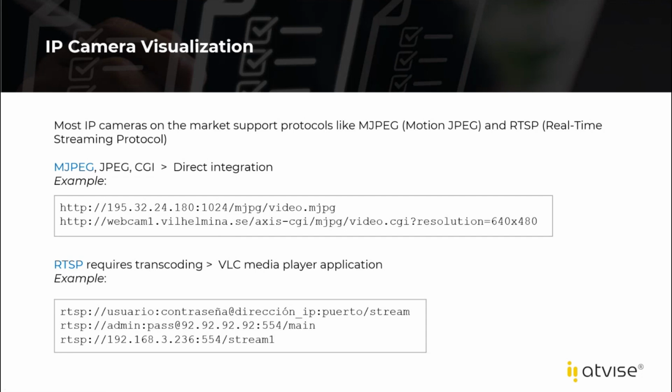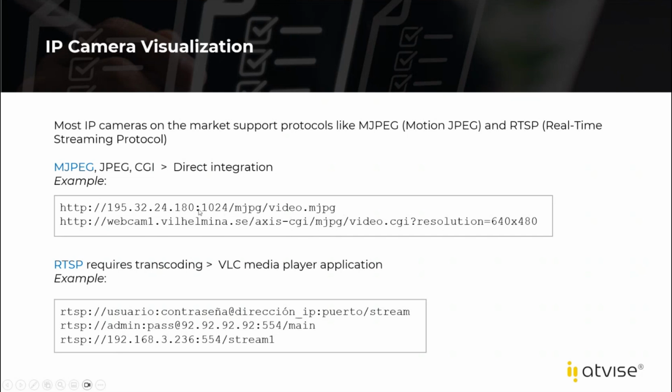These two kinds of integrations of IP cameras directly in atvise are simple. Usually what is most difficult is to find the URL, the information, in the manufacturer's documentation, or sometimes we have to search in internet forums or things like this. The URL has this format, with the IP address, the port, and the path of the video stream that we have to access.